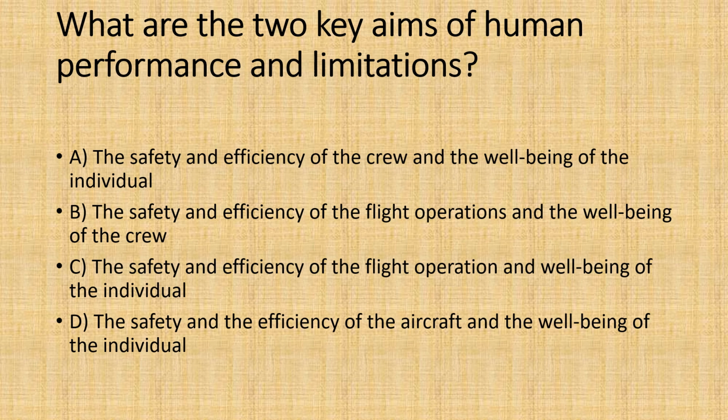What are two key aims of human performance and limitations? The answer will be given in 10 seconds. If you do not wish the answer, please press pause on the video now. The correct answer is Charlie.